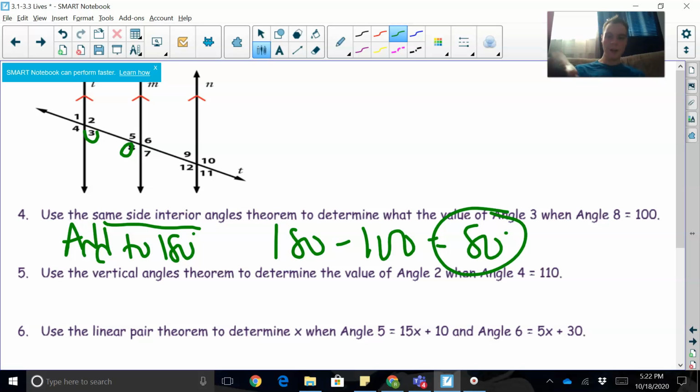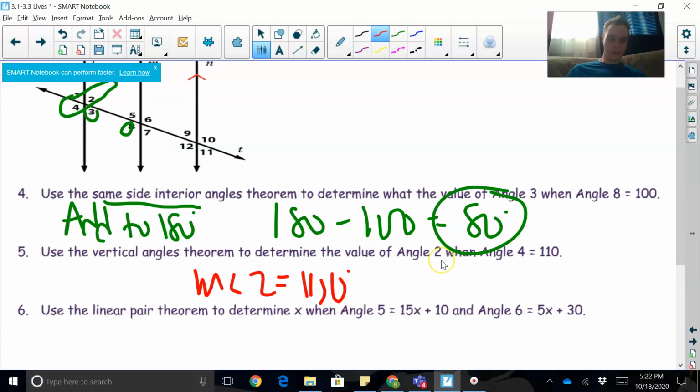Okay. Number 5, use the vertical angles theorem to determine the value of angle 2 when angle 4 is 110. As you can see, 2 and 4 are vertical angles and they're congruent, so the measure of angle 2 is going to be 110 degrees as well.